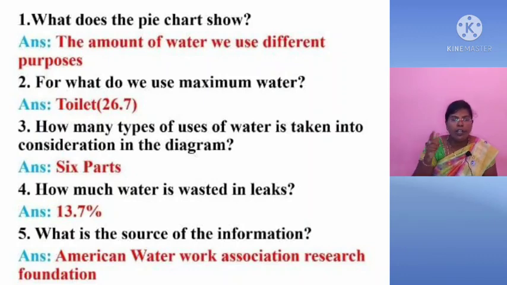How many types of uses of water are taken into consideration in this diagram? Total how many parts are there? There are 6 parts. Already I said that 6 parts are there. How much water is wasted in leaks? In leaks, 13.7 percent of water is wasted.